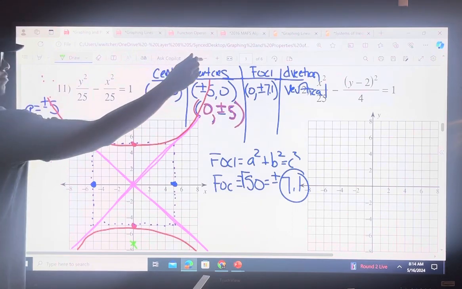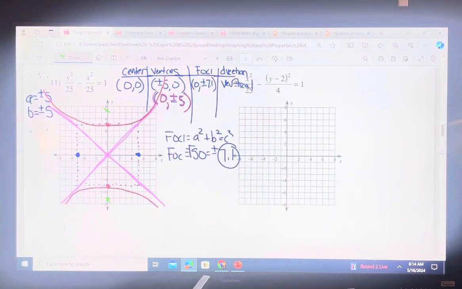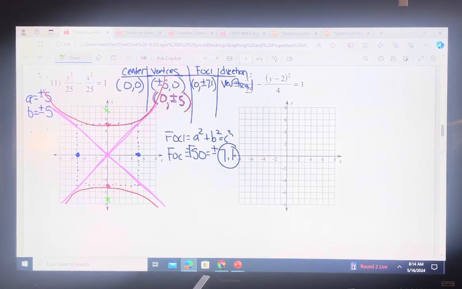So wherever the foci is, the foci stay with the major side. So if it's going vertical, the foci are vertical. If it's going outward, it's horizontal, the foci are horizontal. And then the U-shape also follows where you align.